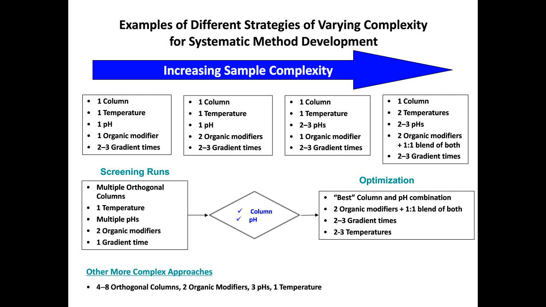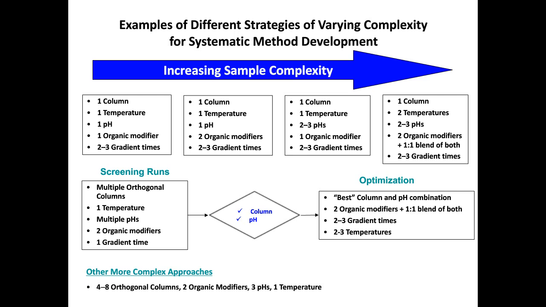But as the samples get more complex, you may need to bring more than one organic modifier and more than one pH into play to try to work out a separation of the compounds. As you see in the bottom half of the slide, in some cases you may need to pick several different phase types and different pHs, different organic modifiers, even sometimes a one-to-one blend of both organic modifiers, to really apply all of the different tools and variables that are out there to come up with a solution.